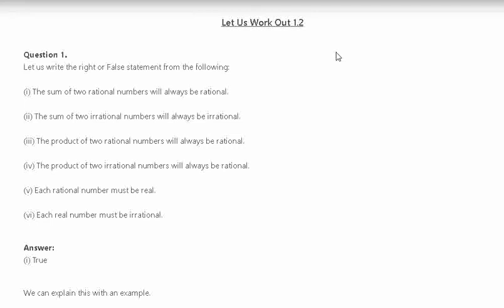Rock on. So let's work out Exercise 1.2. There are 6 questions. Let's write true or false for the following statements, and I will explain why each statement is true or why it is false. So let's see.